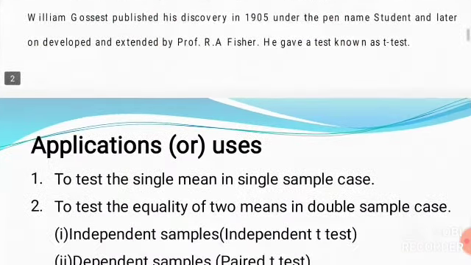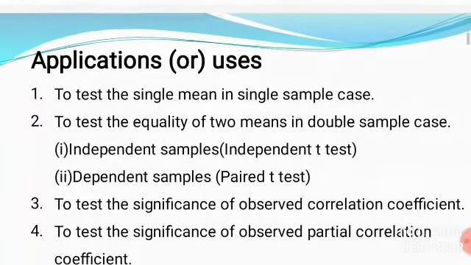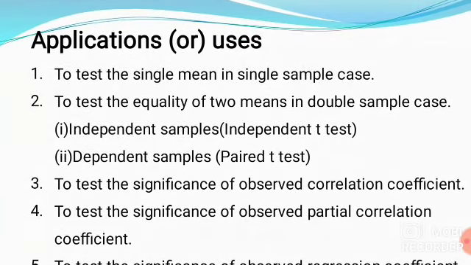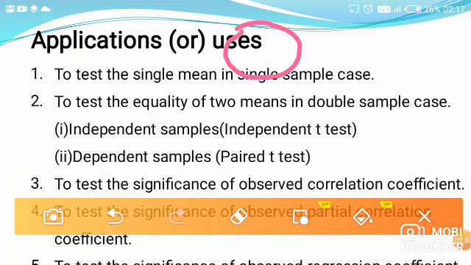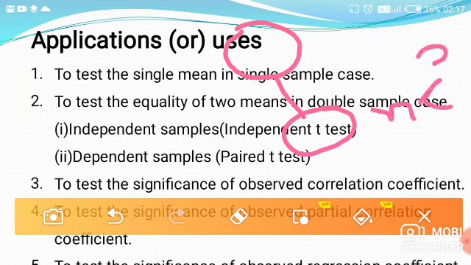Now, applications or uses of the student t-test. First application of the student t-test: to test a single mean in the single sample case. Dear students, under this condition, if we draw one sample from a large population and its sample size n is less than 30, and the population standard deviation is unknown, then we use the student t-test, and this is the first application: to test the single mean in the single sample case.